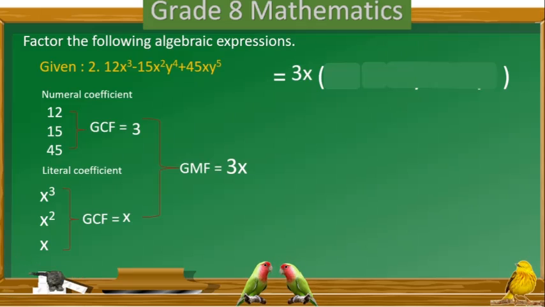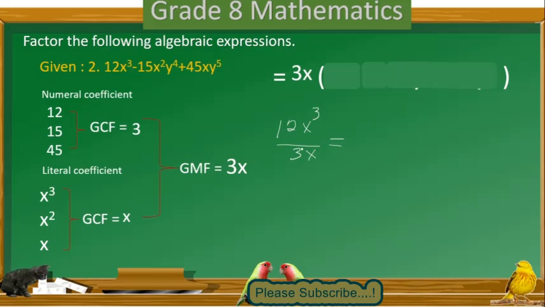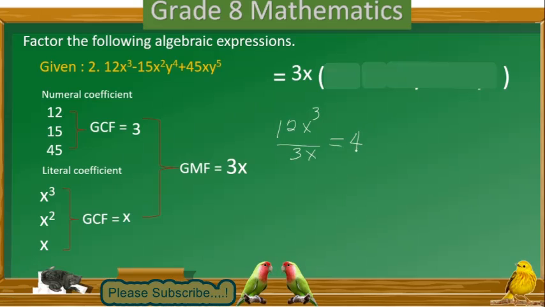Okay, let us try the first term, which is 12x cubed divided by 3x. 12 divided by 3 is 4. x cubed divided by x is x squared, because you have to subtract the exponent of the denominator from the exponent of the numerator. And then you write it in the first term of our factored form. Then copy the given sign. The next is the second term.